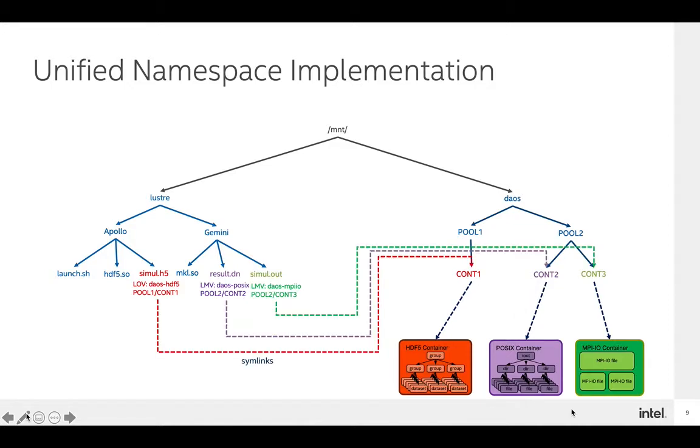And then we have changed the client to be able to automatically redirect what you have in this LOV LMV EA to a path, and we are using symlinks for that. So this way, when you do cd mnt lustre gemini result.dn, through the symlink you will be automatically redirected to the DFuse mount point under mnt DAOS cont2, and then when you do ls, you will transparently see the content of your container as if it was directly under the Lustre tree.